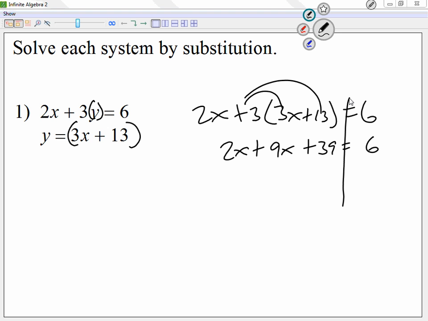I know I teach you guys a little different than most of your algebra teachers, but when you guys had algebra, I always say letters on one side, numbers on the other. 39, let me move it to the right as a negative 39. So on the left, I have 2x plus 9x, so that's 11x. On the right, I have 6 minus 39, that is negative 33. Divide both sides by 11, x equals negative 3.